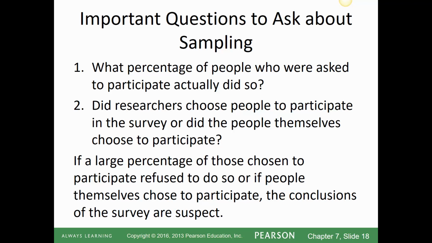And also another question to consider is, did researchers choose people to participate in the survey, or did the people themselves choose to participate? Right? So I have here, if a large percentage of those chosen to participate refused to do so, or if people themselves chose to participate, the conclusions of the survey are suspect. Right? So they're suspect for some potential bias.